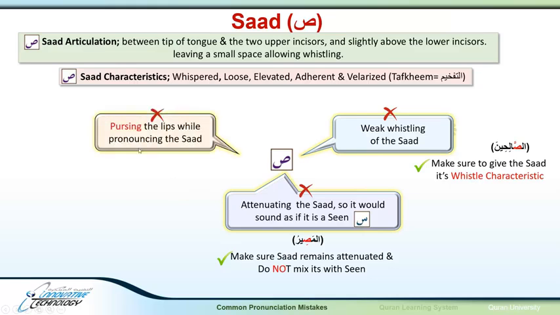The third mistake is pursing the lips while pronouncing the sad. As-salihin, so, as if there is a sad followed by an O. And this is wrong. This is sa. And the proper way of pronouncing it is like this. الصالحين As-salihin, not so, but sa. So you avoid pursing the lips upon pronouncing the sa.